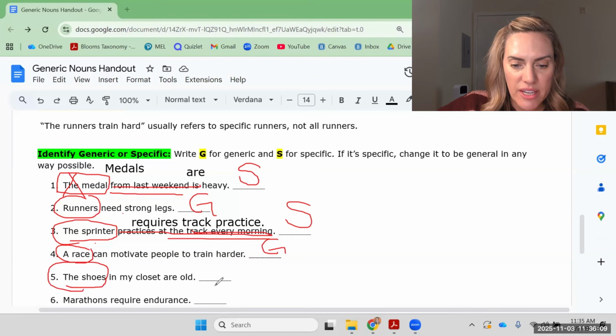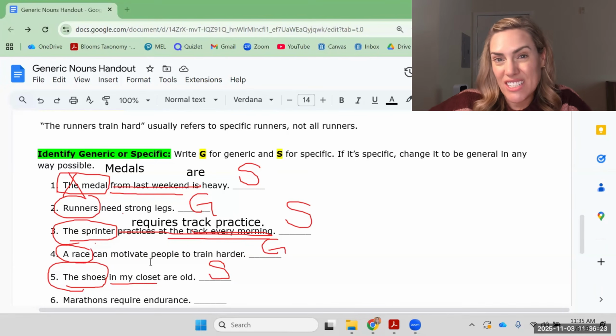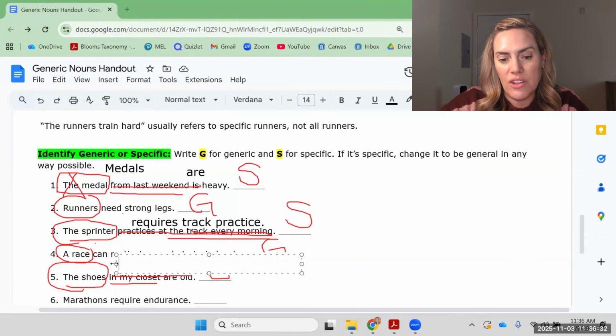How about number five? The shoes in my closet are old. No, this is specific. I said in my closet. That's way too specific. So the word the is specific. It's definite. I want it to be general and generic. Then that's a little bit hard to do, because you would have to speak generically about shoes in general, right? You could say the shoes.